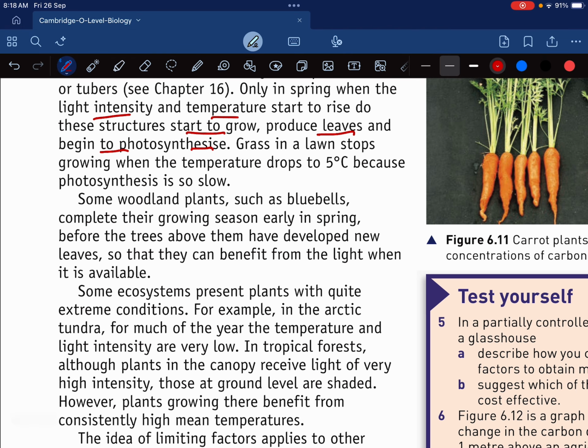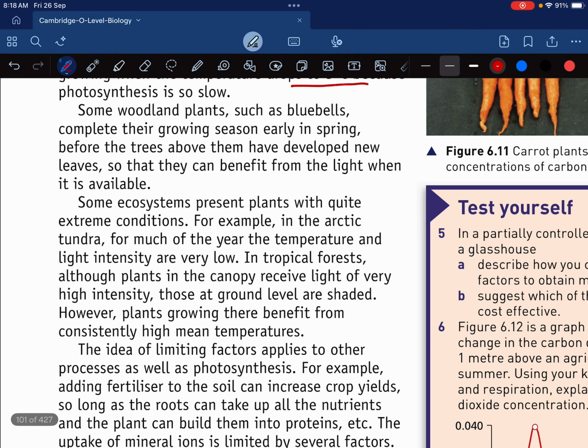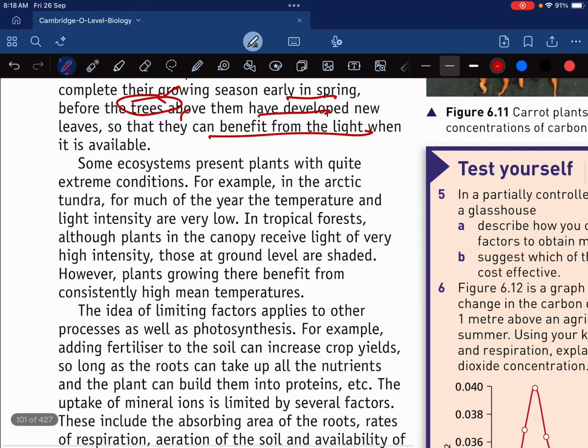Grass in a lawn stops growing when the temperature drops. Basically what they're saying is these things are very important: temperature, carbon dioxide concentration, light intensity, so on and so forth. These things are very important for the rate of photosynthesis and for it to occur. They're just giving examples like woodland plants such as bluebells complete growing seasonally early in spring before the trees above them have developed. और अगर उसके ऊपर trees आ गए तो उससे क्या होता है, light वहाँ तक पहुँचती ही नहीं है, so that they can benefit from the light available. Of course, when the trees grow above these plants, then the trees cover the sunlight and hence they can't grow.